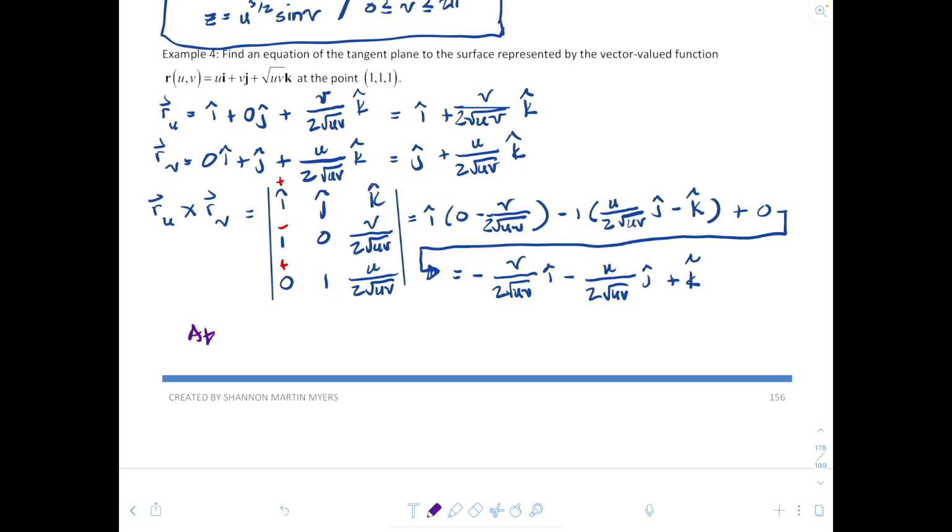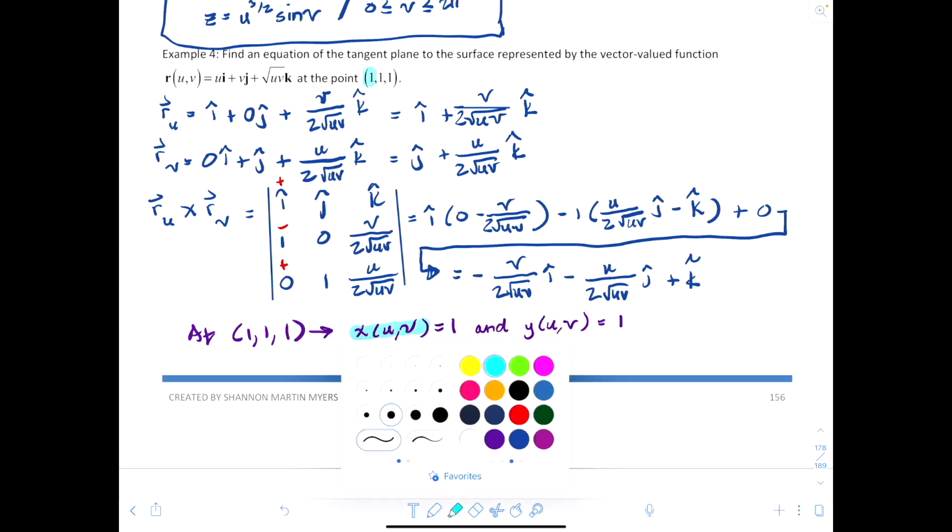So at 1, 1, 1, well, we've got to figure out x at u and v is equal to 1, right? From the ordered pair here, or ordered triple, rather. And y at u and v is also equal to 1, right? And that's of course from here.